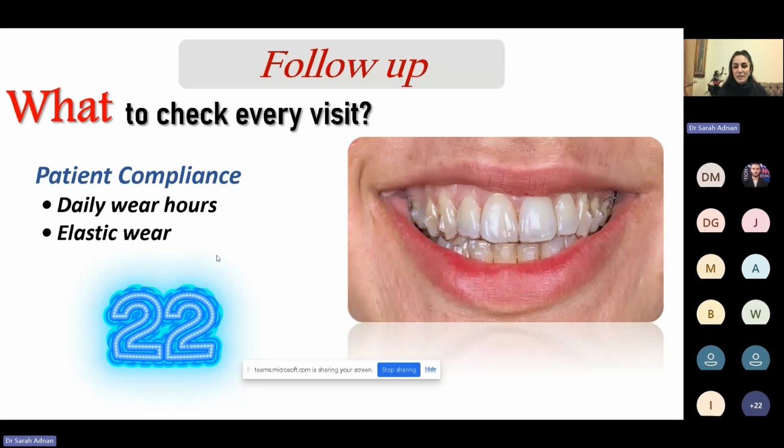Likewise, elastic wear is also essential. Inconsistent elastic wear might lead to loss of track, incomplete rotation, lag in rotational tooth movement, and lag in sagittal correction. All these points should be addressed, and the patient should be instructed about the importance of compliance. And you should tell the patient that if you don't wear your elastics or your appliance, it will not work. Clear aligners do not work alone, and they require these auxiliaries and require your compliance.